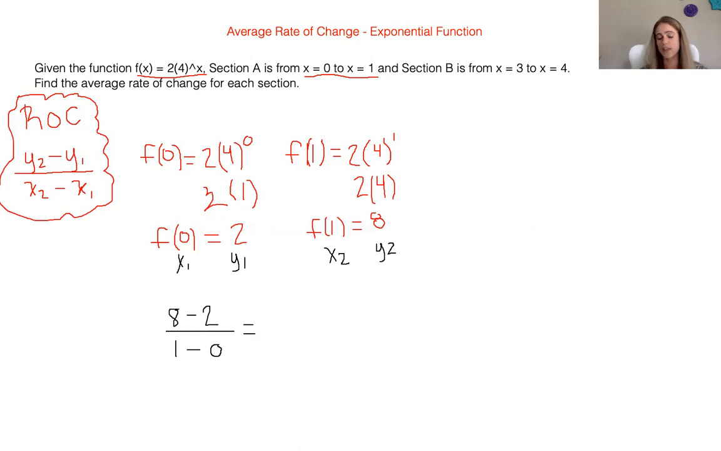Once again, when we simplify this, we need to follow order of operations. So PEMDAS, P, grouping symbols. I do have that in this case because one of my grouping symbols is a fraction bar. We need to make sure the numerator and the denominator are both simplified before doing that division. So 8 minus 2 is 6. 1 minus 0 is 1. Now that my grouping symbol is simplified, I can follow through with the division. And my rate of change for section A is 6.